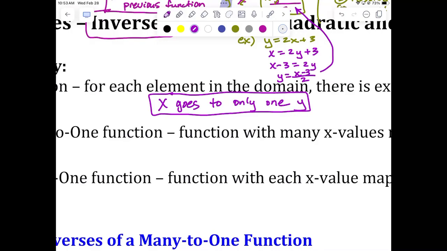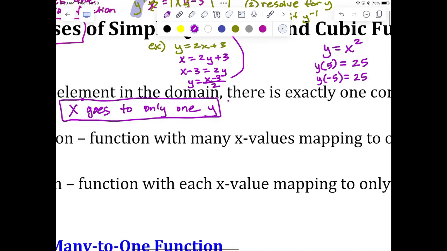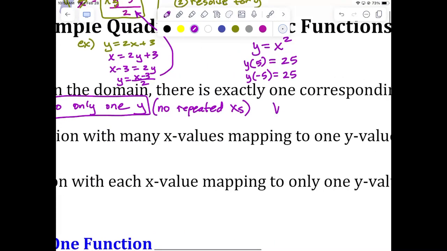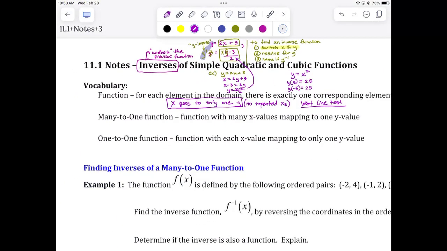All right. So another way to think about this is no repeated x values. You can't have x going to a 1 and x going to a 2. That's the vertical line test. The vertical line test is a good test for functions. If the vertical line touches two values at one time, that means that x value went to two different places or more, and that's no good. Okay, so that's a review.